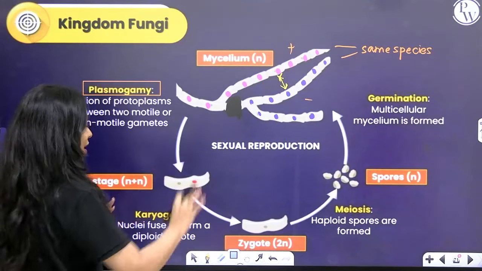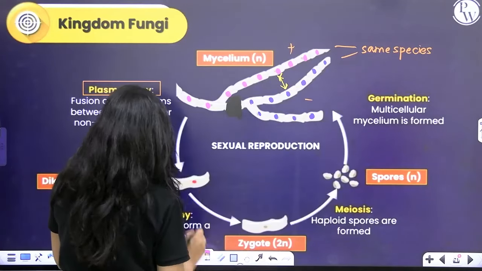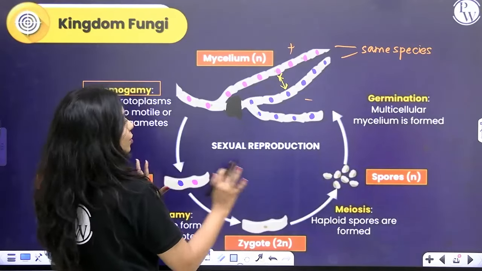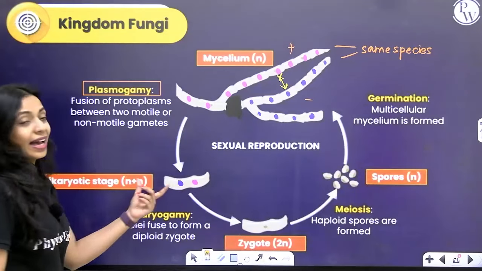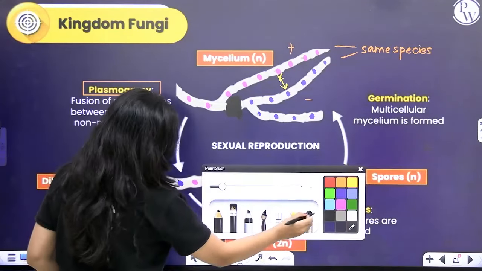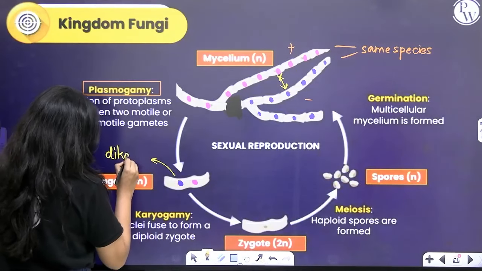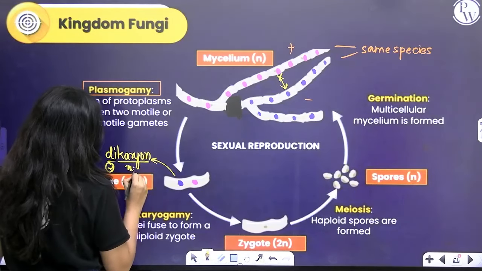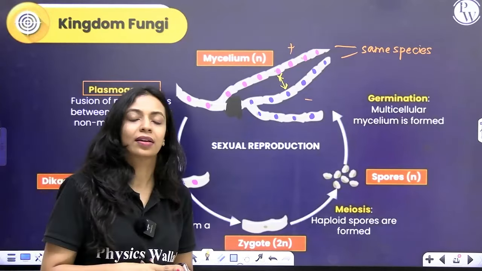They are not necessarily pink and blue. I'm just telling you because I've used pink and blue here for reference, just so you understand. Okay, so you will have one pink and one blue, which indicate they are from 2 opposite mating types. Okay, so this phase is called the dikaryotic stage, or a dikaryon. It contains 2 nuclei. You know, karyon means nucleus, di means 2, right? So within the same cell, following plasmogamy, you will have 2 nuclei.